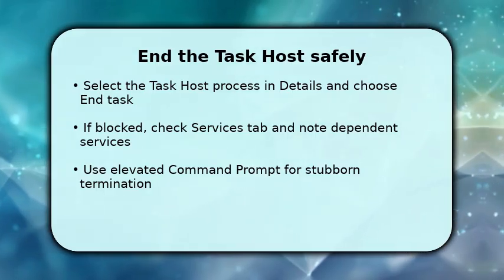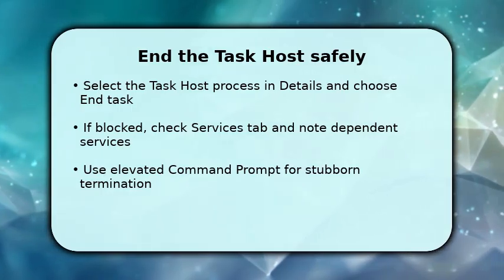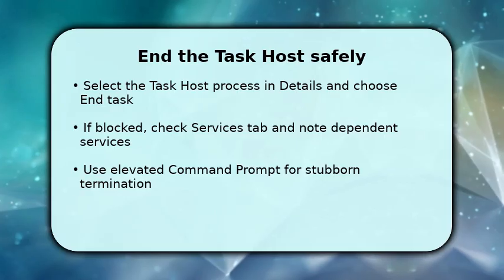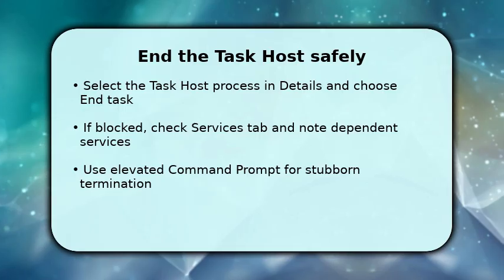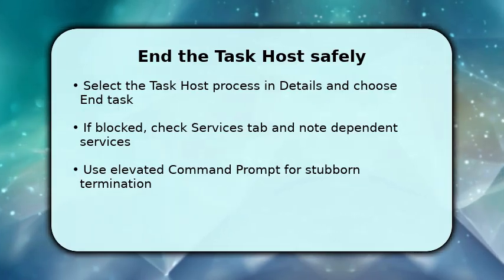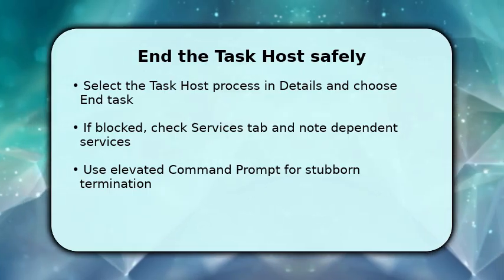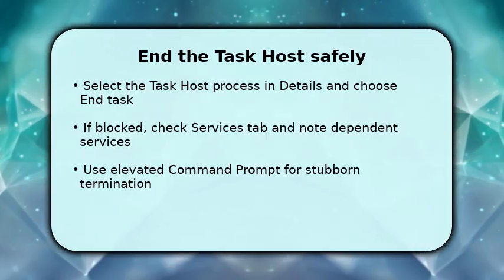If Windows prevents termination, switch to Services to identify dependencies and stop dependent services first, because task host can be held by background tasks. If that still fails, open an elevated command prompt and run taskkill /f /pid PID using the PID from Details. This forces termination, but use it cautiously to avoid corrupting running apps.